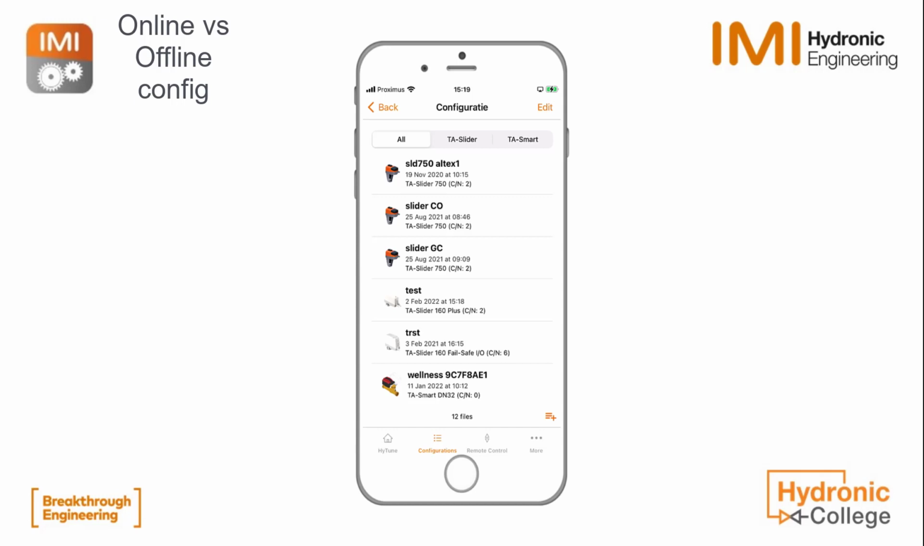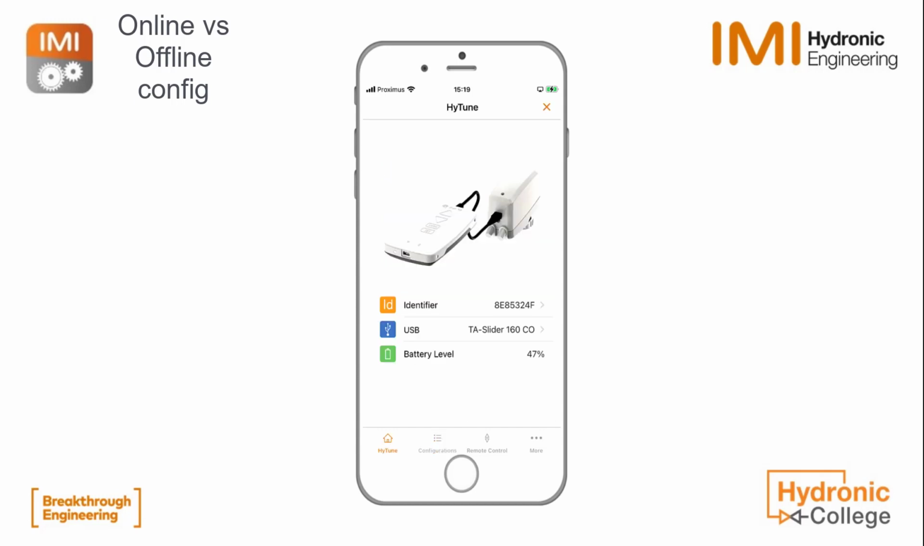So this is the difference between offline and online configuration. Online is when you're connected to a valve, offline is a preparation phase.